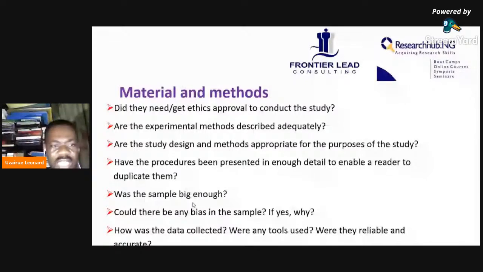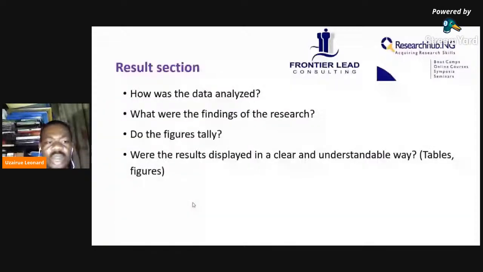Now, the next one is that you should be able to analyze your data. Was your data duly analyzed? What were the findings of this research? Do the figures tally? That's another thing too. Were the results displayed in a clear and understandable way, whether in tables or figures? Those are some of the things you should ask when you are reading an article.